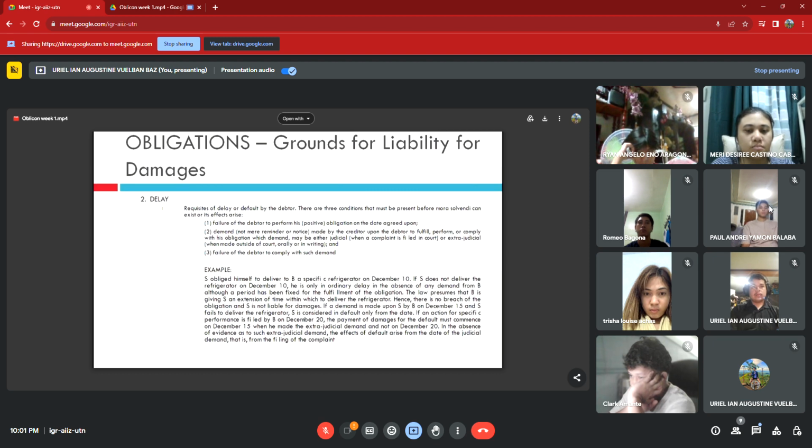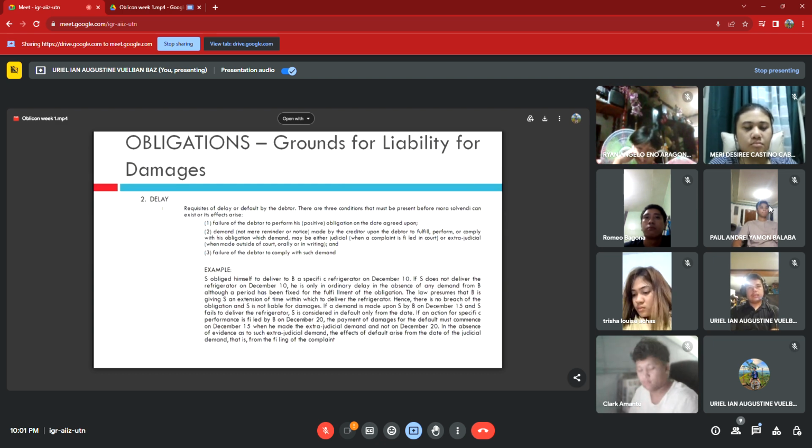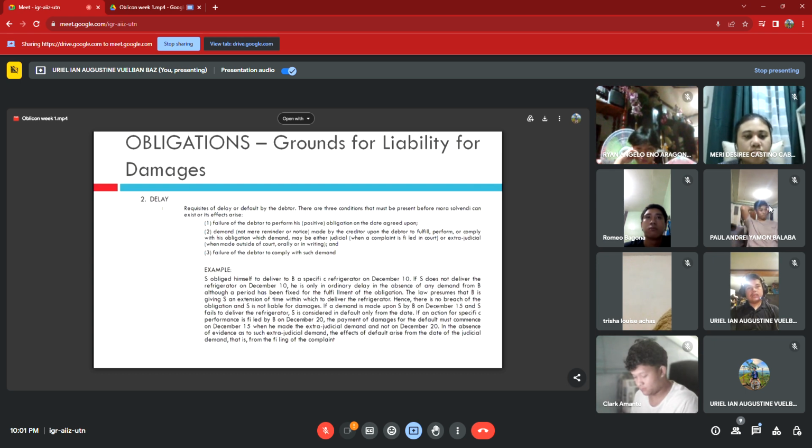Now, there are three requisites of delay or default by the debtor to put him in legal delay or default, not ordinary. There are three conditions that must be present before a mora solvendi can exist or its effects arise. The effect there is that the debtor obligor will be liable for damages.